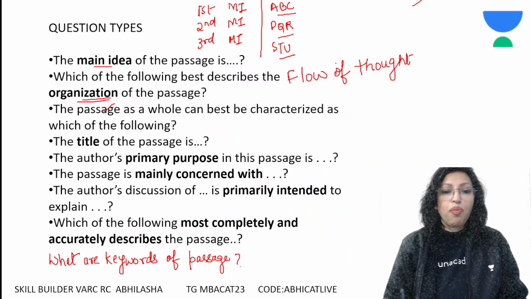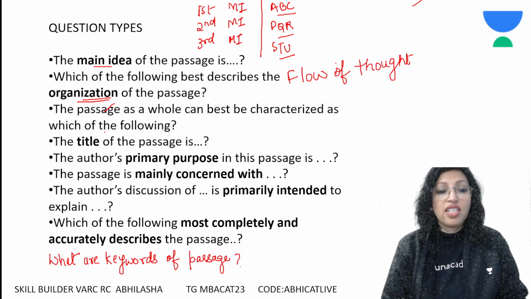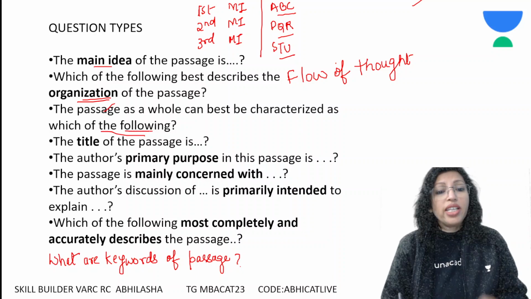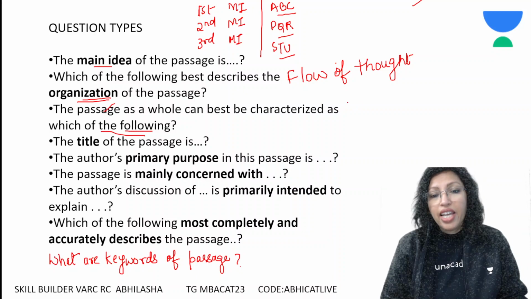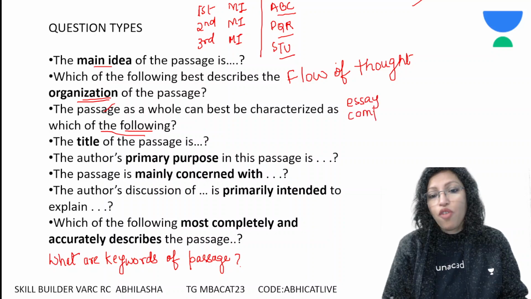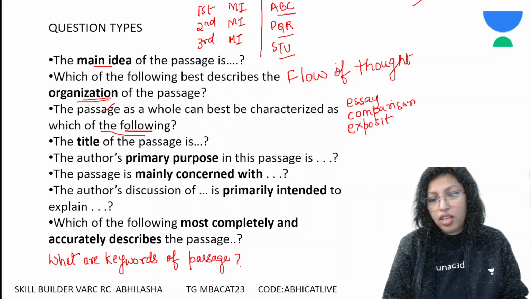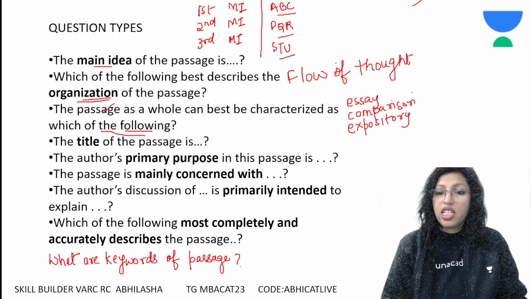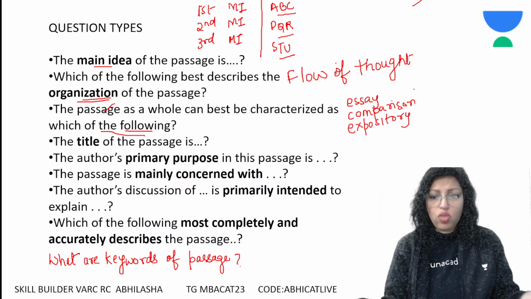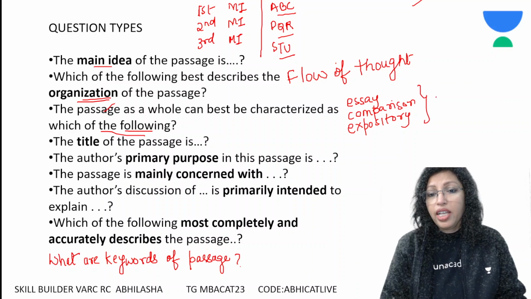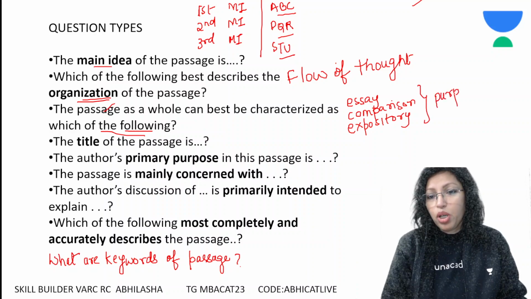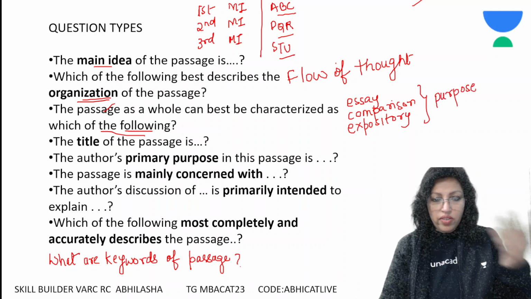Okay. Now the passage as a whole can be characterized as which of the following? So what is the passage doing? Is it an essay? Okay. Is it a comparison of two things? Is it an expository note article? Is it a descriptive article? What is it doing? So what is the purpose of the author, right? Again, very close to what the purpose of the author is. Why is he saying whatever he is saying?